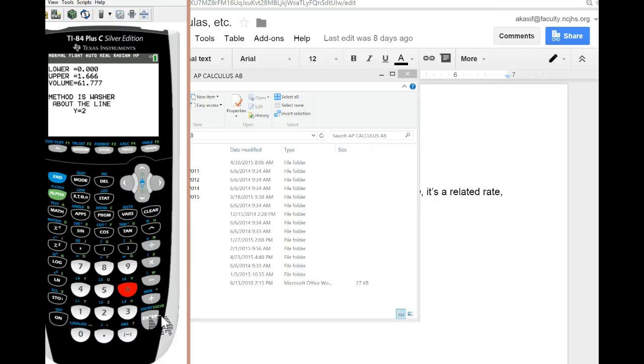Yep, there we go. 61.777, about the line y equals 2. So it kind of verifies what you did. Yeah. And then just make sure you go back to the home screen. You press 7 for quit.